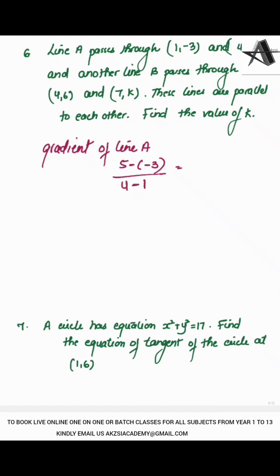This will give you minus will become positive. So 5 plus 3 will be 8 and 4 minus 1 will be 3. So gradient of line A, I can say MA, that is gradient of line A is 8 over 3.